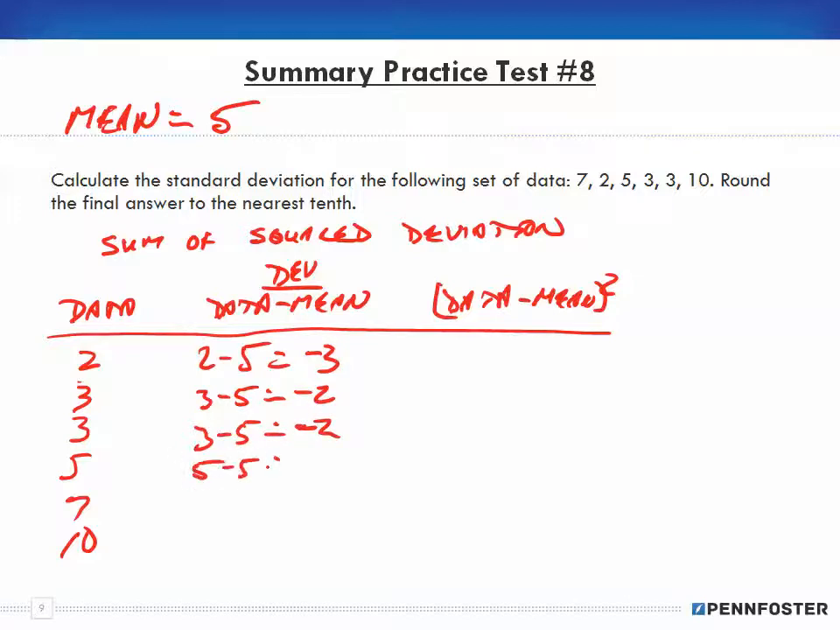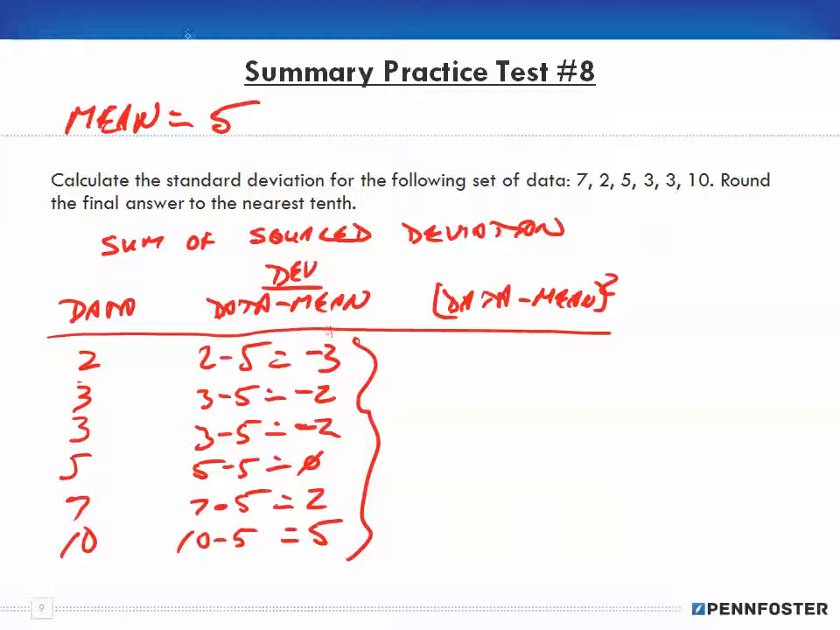5 minus 5 gives me 0. 7 minus 5 gives me 2. And 10 minus 5 gives me 5. Right, so these here are my deviations from the mean. Now, my next step is to square. That's what we're doing right here.